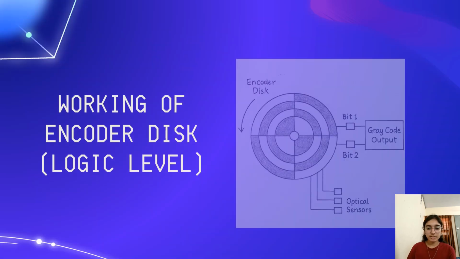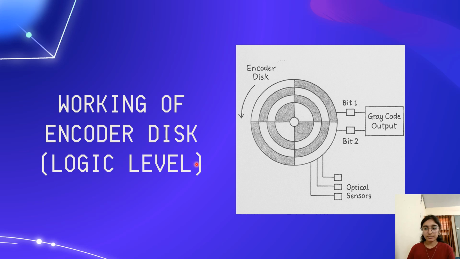Working of encoder disk, as you can see in the diagram, how sensors are placed at each track. As the disk rotates, the sensors detect the light and dark sections and send electrical signals, zeros or ones. These signals together form a gray code representing the position. As you can see, the gray code output is here and the optical sensors are put in each track.